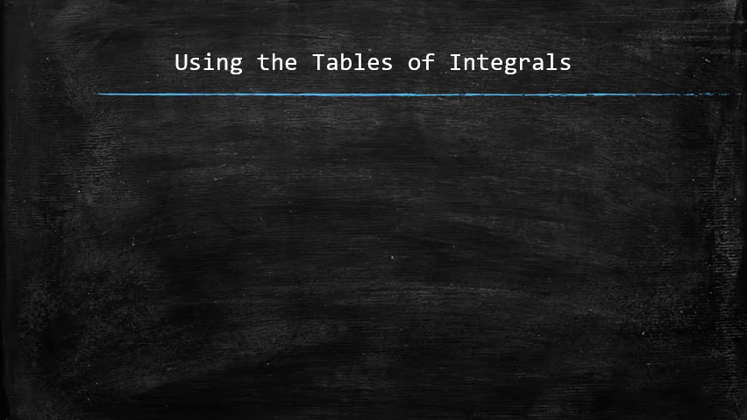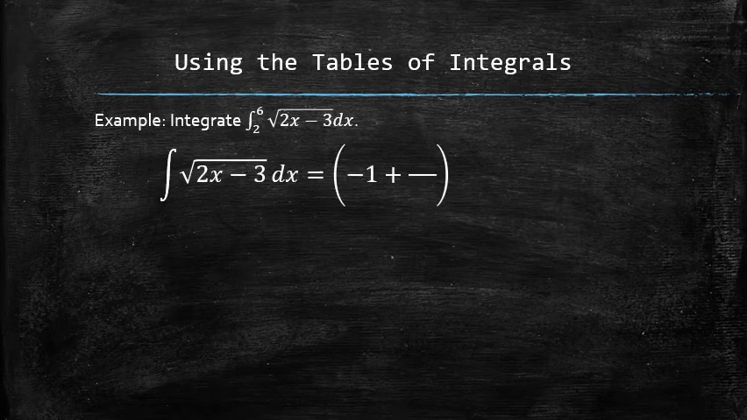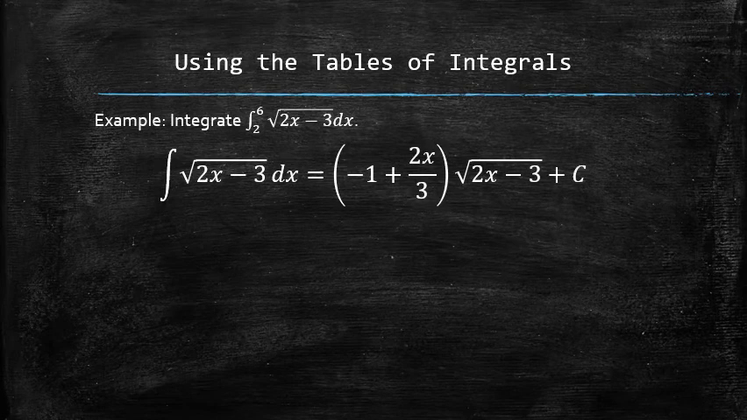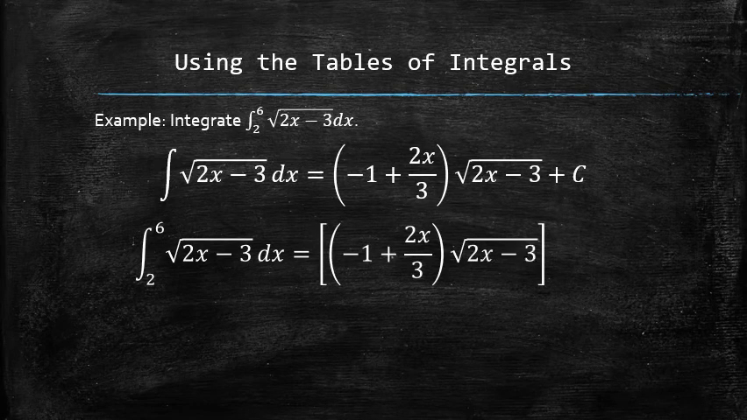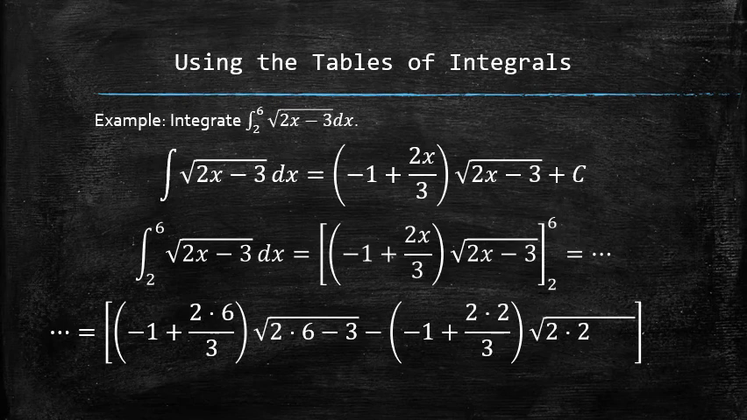Once we know how to find the indefinite integral for a given function, we automatically know how to find any definite integral. Let's add the limits of integration to the previous example. We're going to use the previously obtained general antiderivative and use the fundamental theorem of calculus. After plugging in the upper and lower limits and simplifying, we get the final answer.